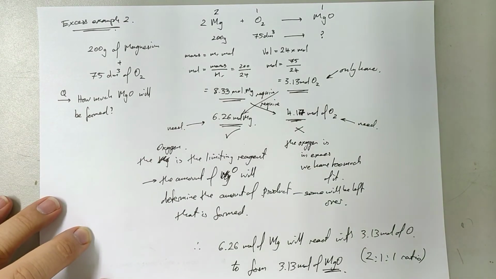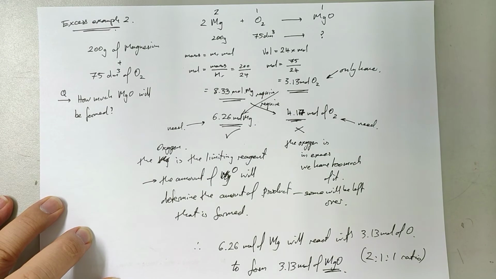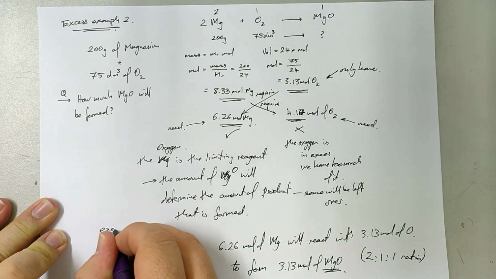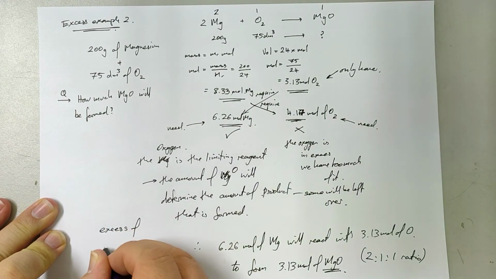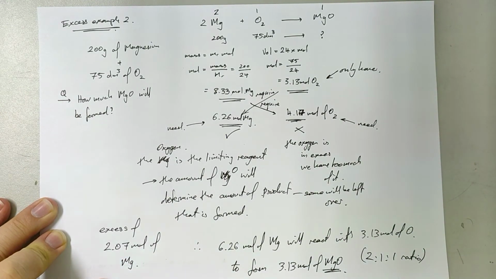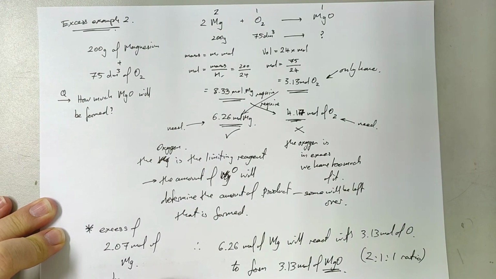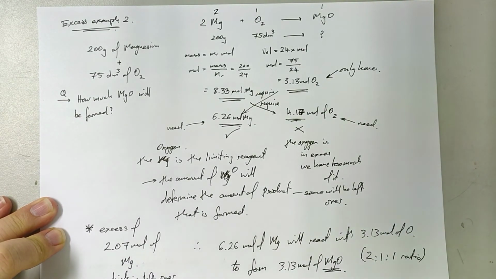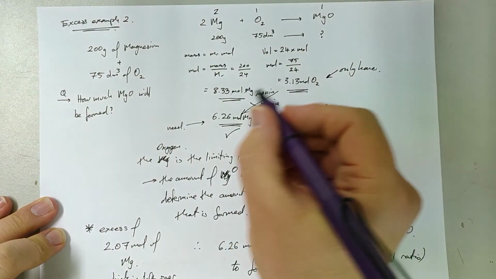Okay, this means that, was it 8.33 minus the answer? There is an excess of 2.07 moles of magnesium, which is left over because there's too much magnesium.